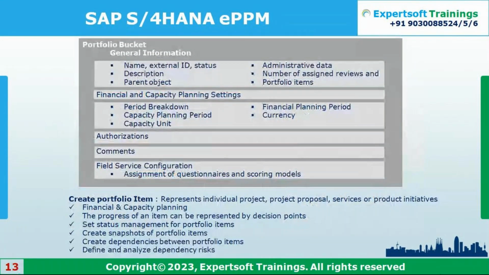Okay, so this is the general bucket information. You provide some descriptions and some external IDs, or if you want the IDs generated automatically, they can be maintained automatically. If you want to give external IDs, you can provide those too. You can give the statuses, whether active or inactive, and later on you can convert the status into in review and so on.